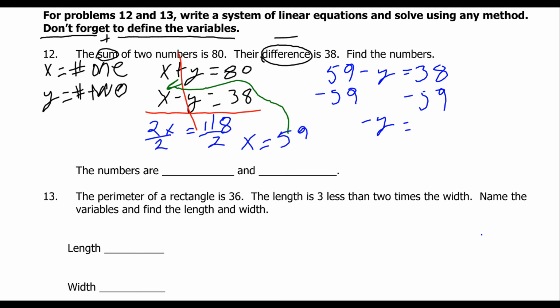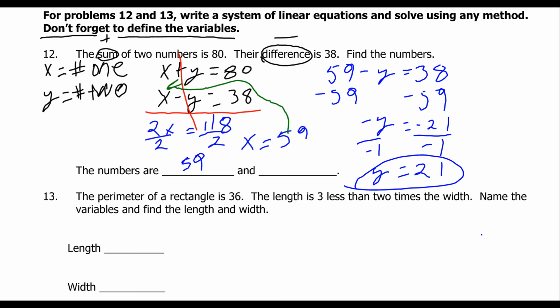38 minus 59 is negative 21. Okay, so I got negative 21 there. I divide by negative 1 on both sides to make that a positive y. I have y equals 21. Alright, now, x equals 59. And 21 is our other number.